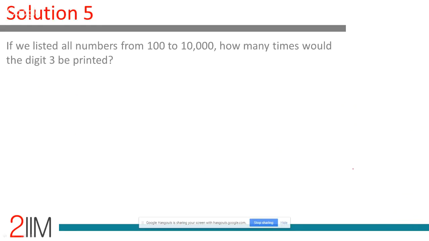Now let's think about 1 to 99. Think of it as AB. It would be 0 to 9, and this is 3.